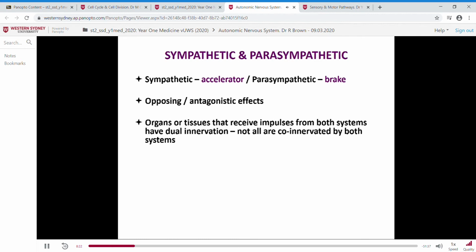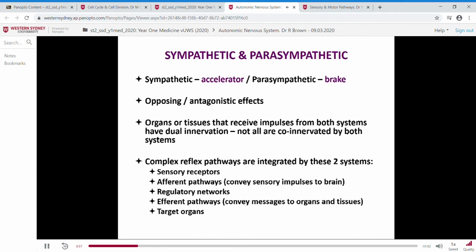They have opposing or antagonistic effects, and organs or tissues that receive impulses from both systems have dual innervation, but not all are co-activated by both systems. The majority of blood vessels are not innervated by the parasympathetic nervous system, okay? The salivary glands, some of the gastrointestinal glands, and the genital erectile tissues are, but the rest of the blood vessels in the body are not innervated by the parasympathetic nervous system.